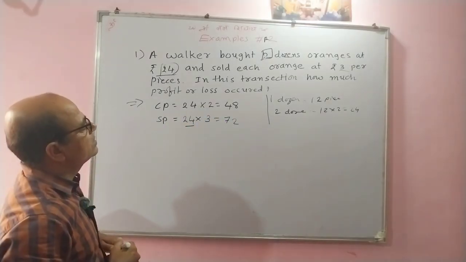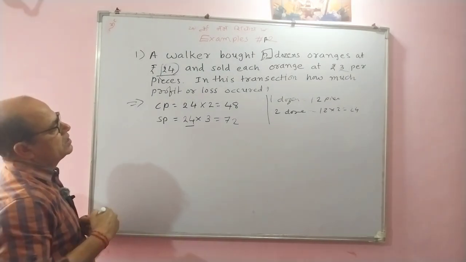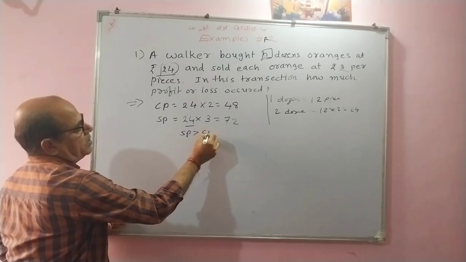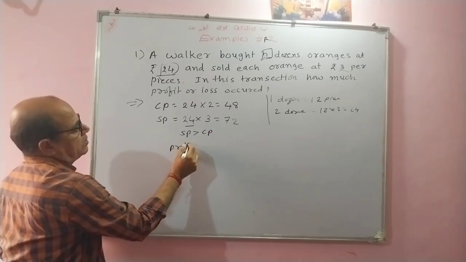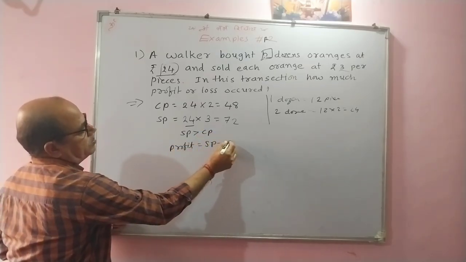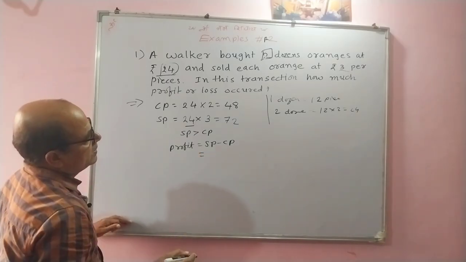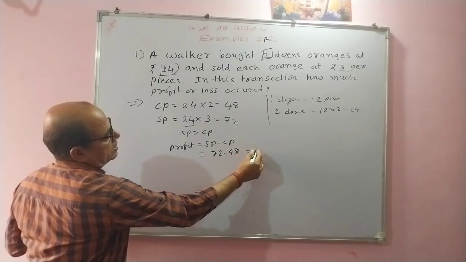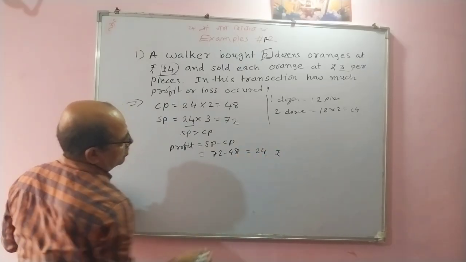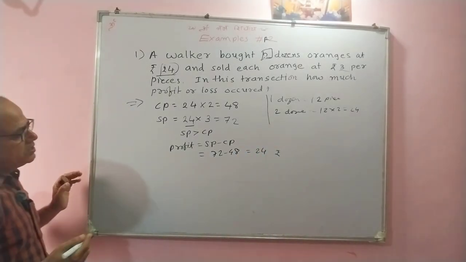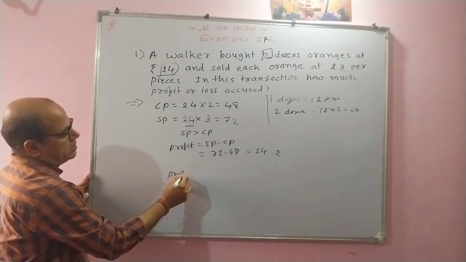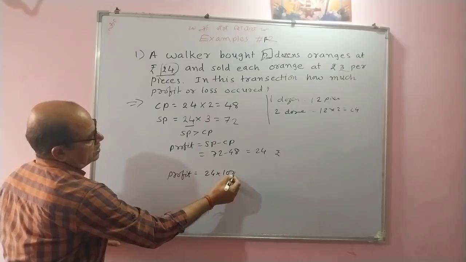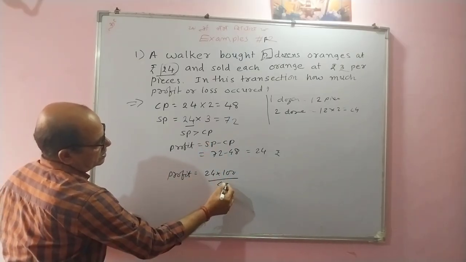Now, what has he asked, profit or loss? How much profit will occur? Because SP is greater than CP, profit is equal to SP minus CP. SP is equal to 72, minus 48, is equal to 24 rupees. This is profit. Now see, if he has asked profit percentage, profit percentage is equal to 24 into 100 divided by 48.